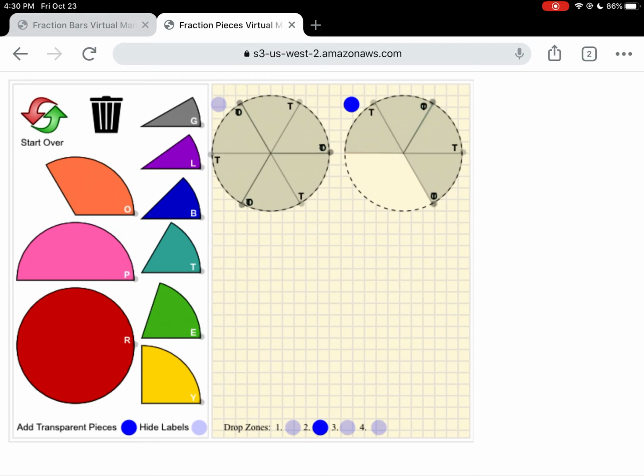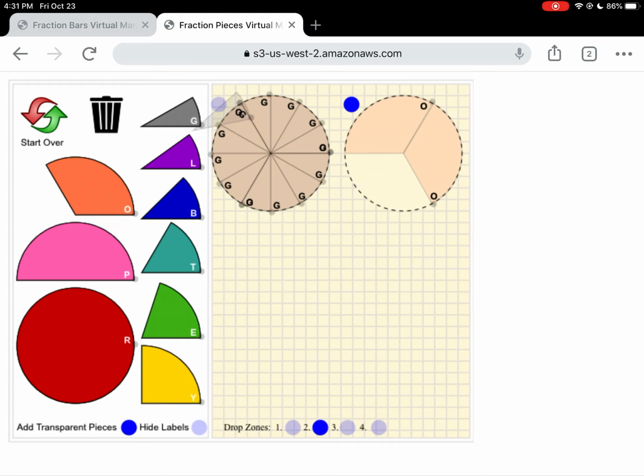And then twelfths. Okay, so let's get rid of all the sixths. Take all those out of there. Let's do twelfths. Just drop back here and start throwing in those twelfths. 1, 2, 3, 4, 5, 6, 7, 8, 9, 10, 11, 12. Okay, so 12 twelfths make the whole circle.